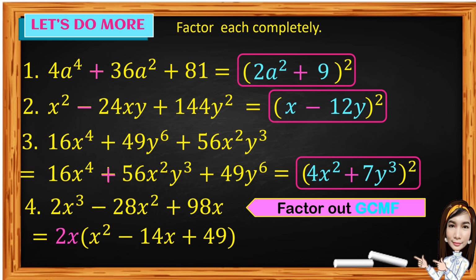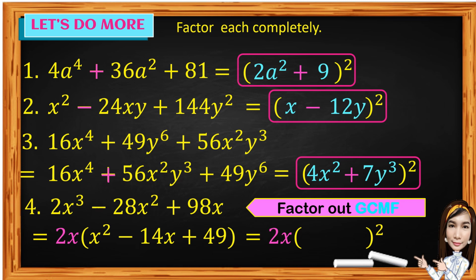Then, we're going to divide each term by the greatest common monomial factor. So we have the remaining x squared on the first term. Negative 28 divided by 2, we have negative 14. Then x squared divided by x, we have x. 98 divided by 2, we have 49. x divided by x is cancelled, equal to 1.